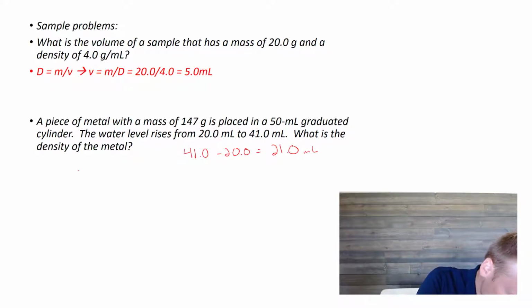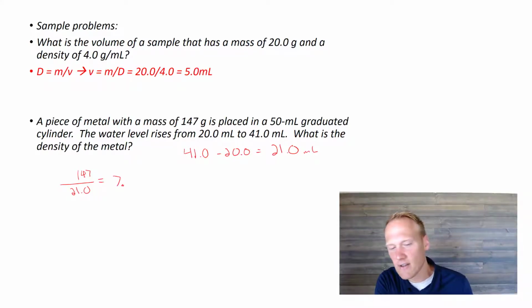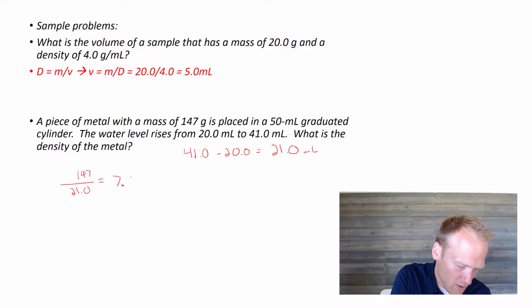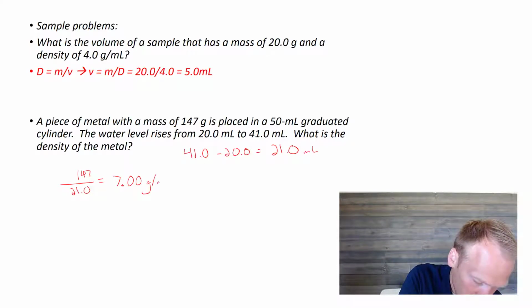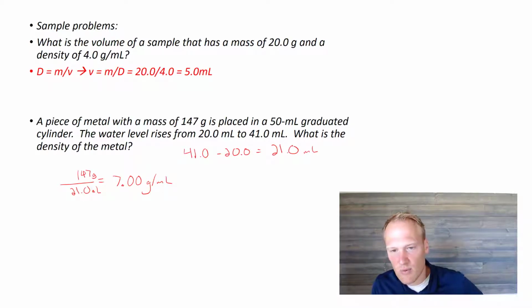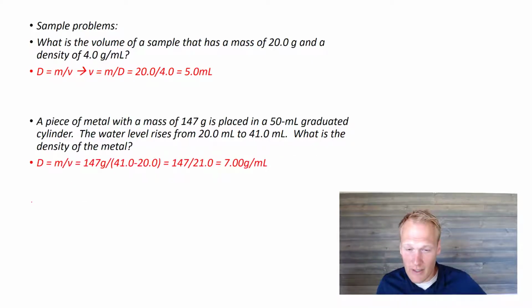And at that point, we could take our mass, 147, and we could divide by 21.0, and we would get 7. But once again, we have 3 sig figs in 147. We have 3 sig figs in 21.0. So this would be 7.00 grams per milliliter. The reason I know it's grams per milliliter is because we had 147 grams and 21 milliliters. If you want to look at that in another way, there's a different way to solve it there.